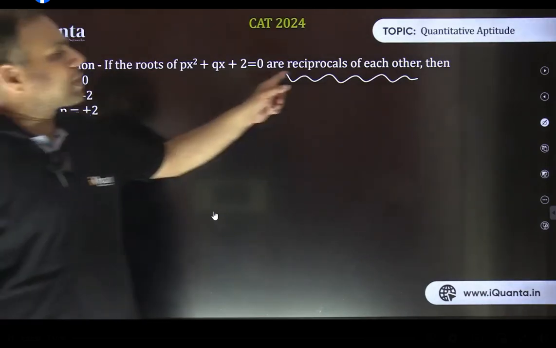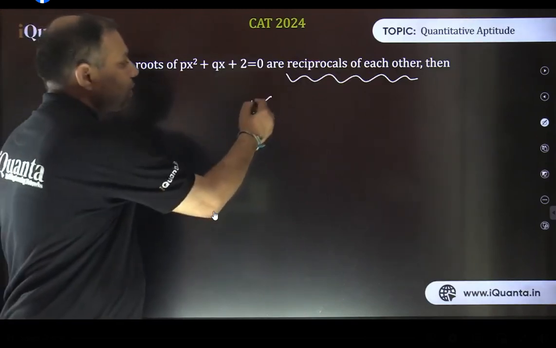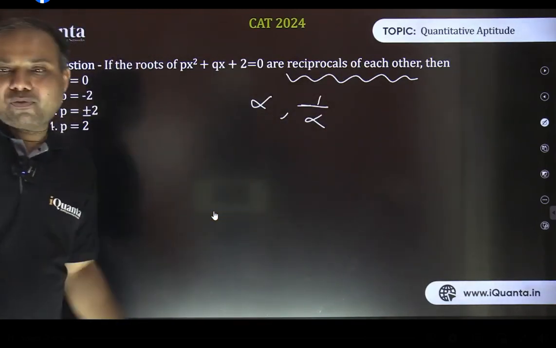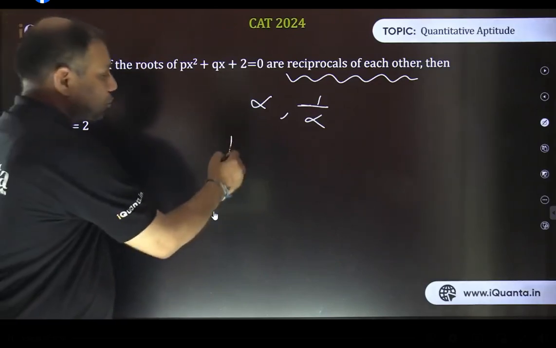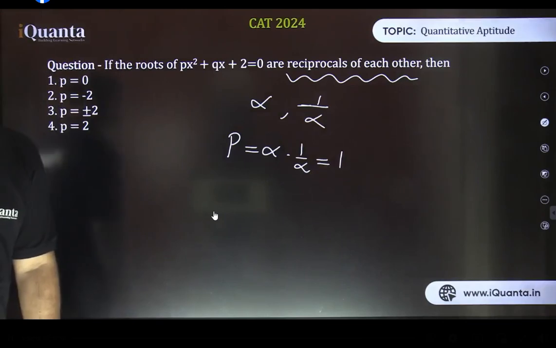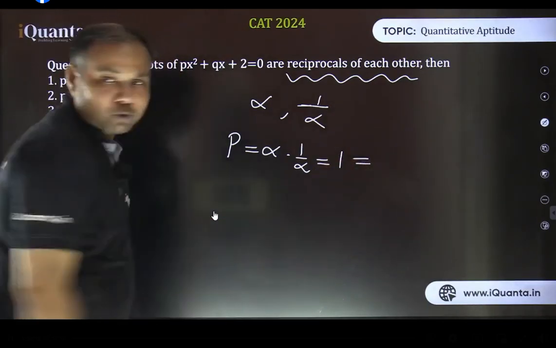Okay, tell me, when the roots are reciprocals of each other, that means if one root is alpha, the other one is 1 upon alpha. So what can we figure out from here? The product of the roots, that is alpha multiplied by 1 by alpha, is going to be 1. Right, that was the only key point here. So yes, Diksha, I got it. So p equal to 2 you wanted to say, is fine.